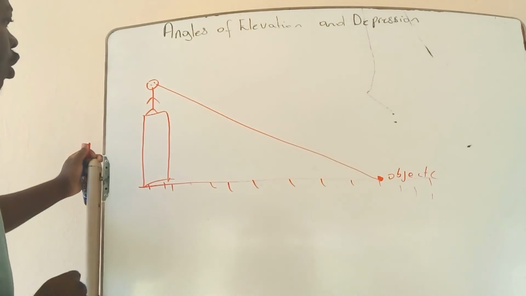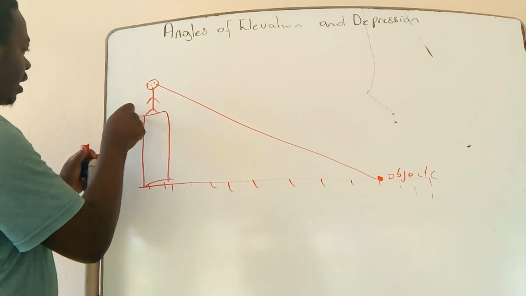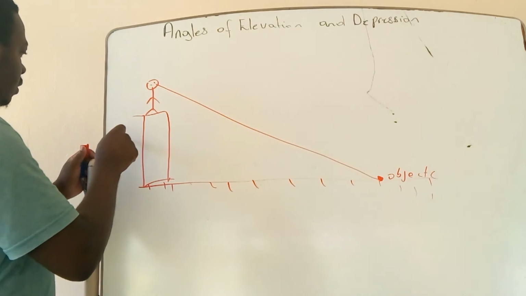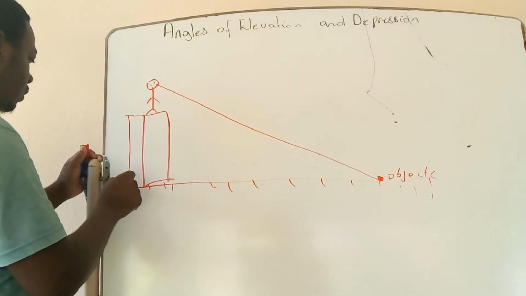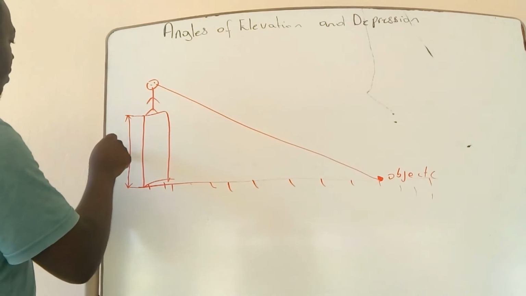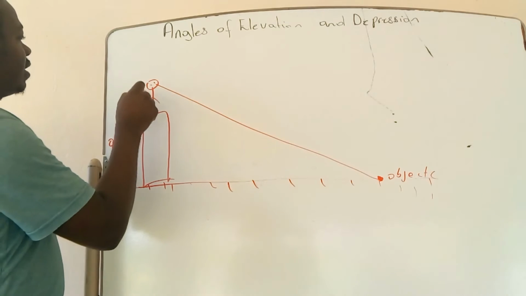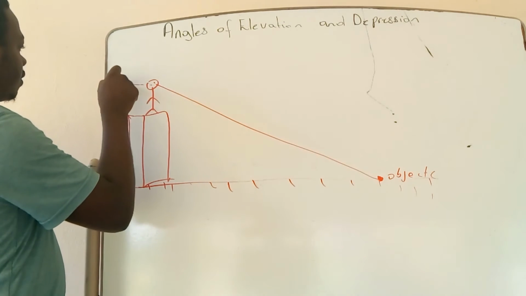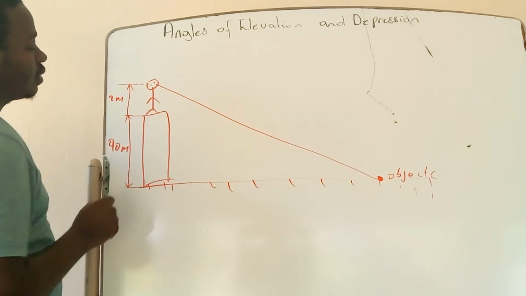You know the height of the building. Say the height of the building is about 90 meters, and the height of the person here is about 2 meters.